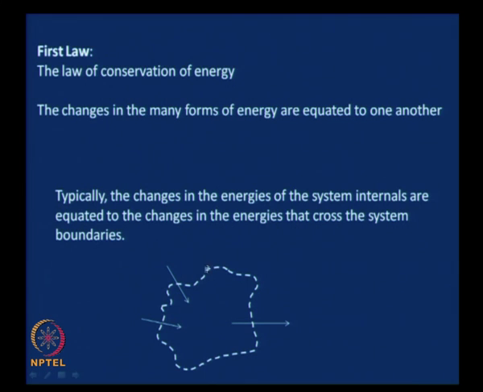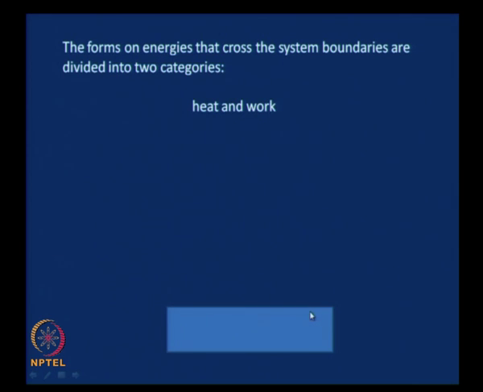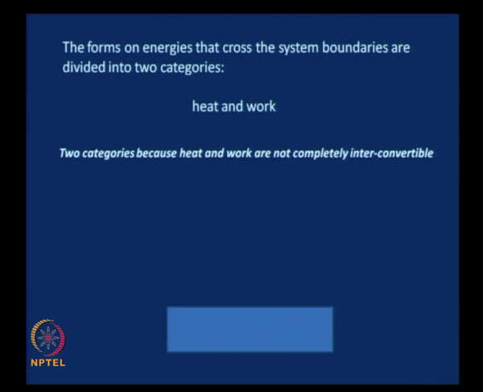This is a system that is indicated by the dotted line here. The energies that cross the system boundaries, these two are coming in and this is going out and so on. The changes in energy inside the system is related to the changes that cross the system boundaries. The forms of energies that cross the system boundaries are actually divided into two categories, heat and work. Why do we need to divide these into two categories, heat and work? Essentially because heat and work are not completely interconvertible. You cannot convert heat into work completely, and therefore you need to consider them as two separate entities.